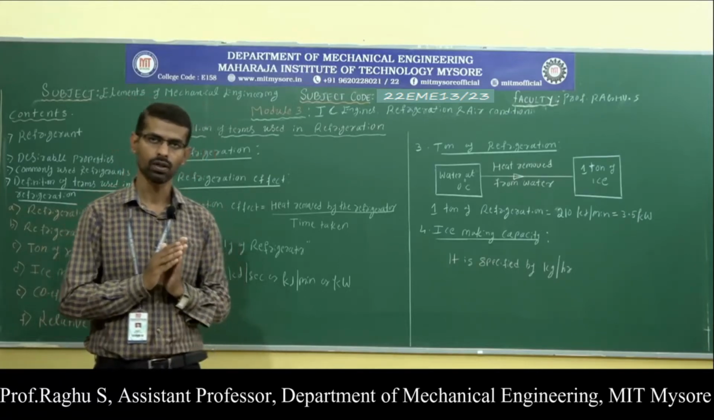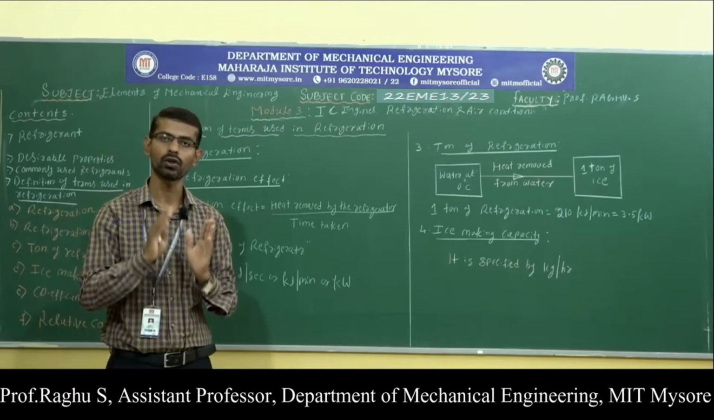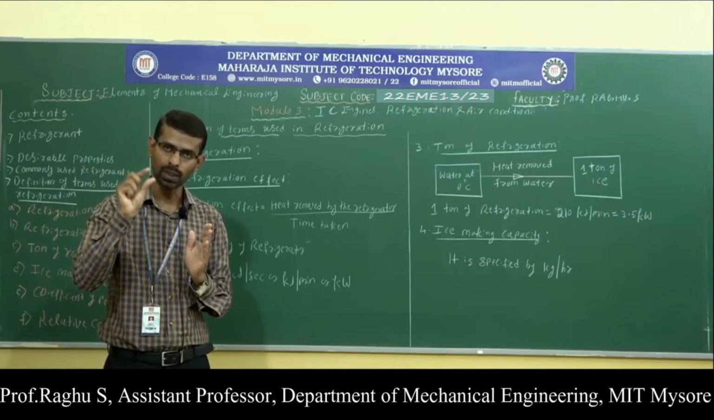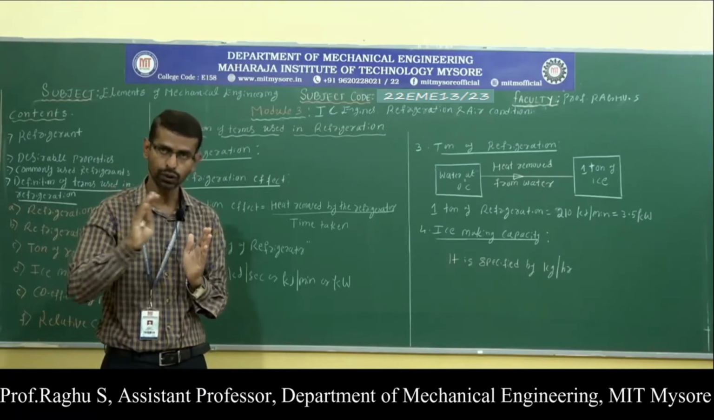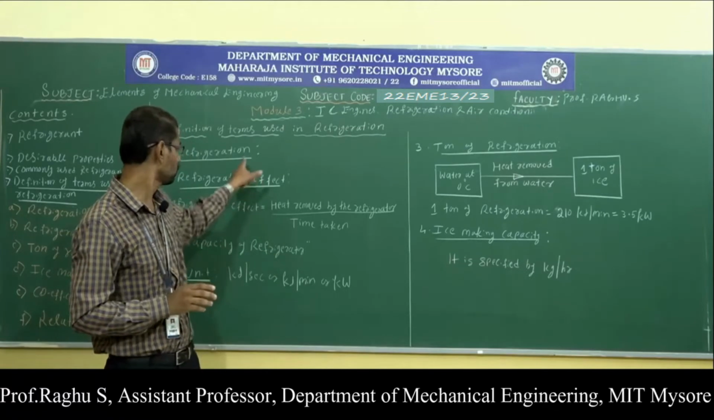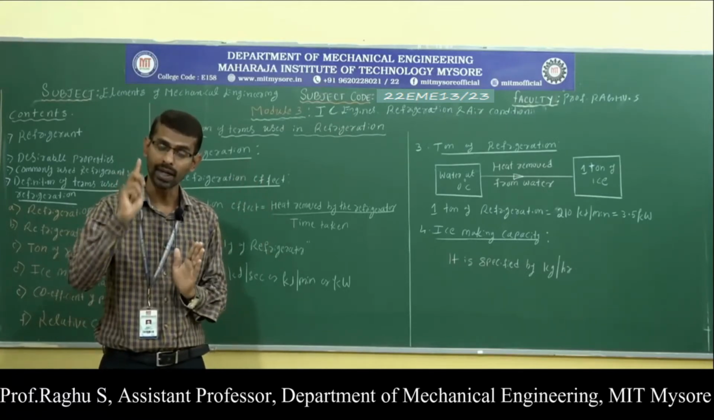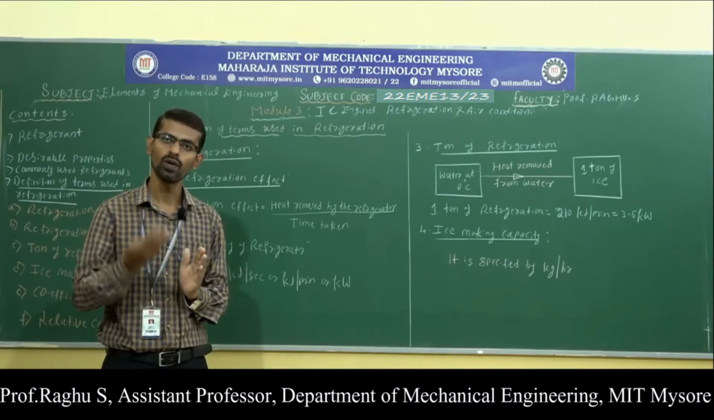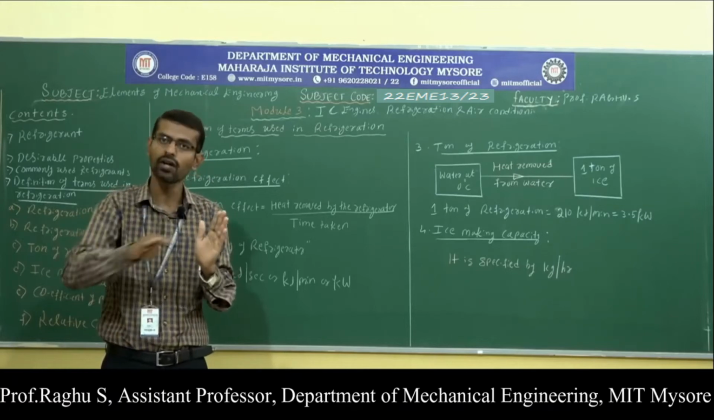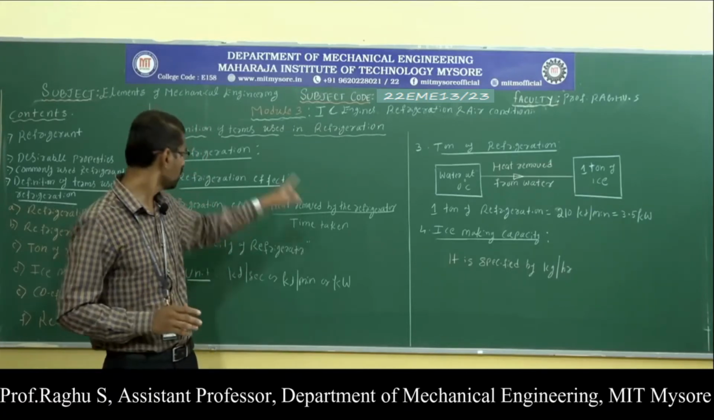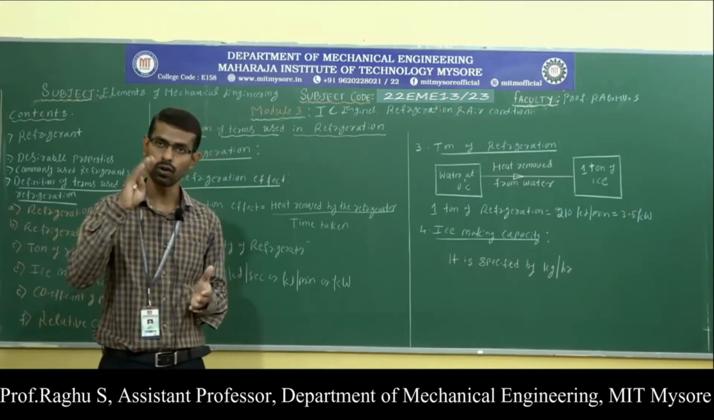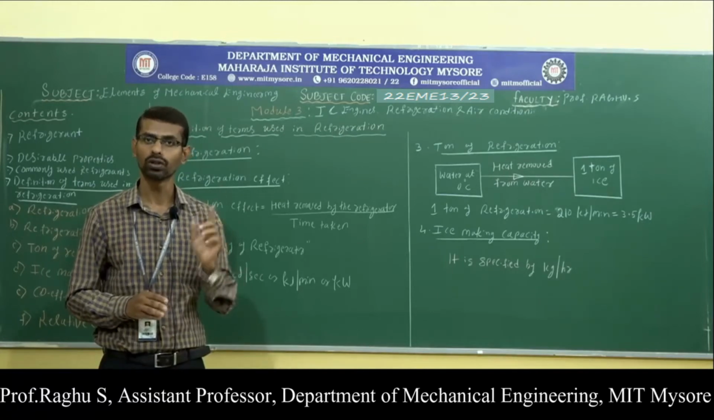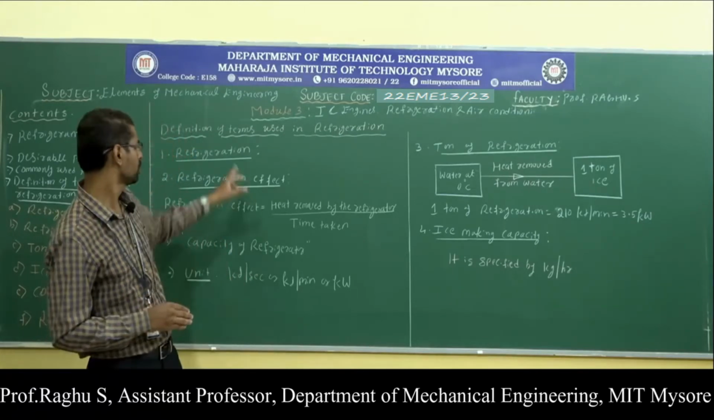Consider a refrigerated space where I need to reduce the temperature of the system. If you maintain the temperature of the system below that of the surrounding temperature, then that process is called refrigeration, and you should maintain that lower temperature. How do we maintain that lower temperature? By continuously removing the heat from the system. Reducing the temperature of a system or a refrigerated space below that of the surrounding temperature is called refrigeration.